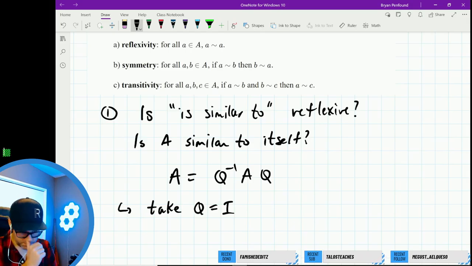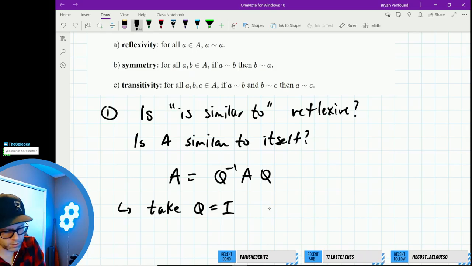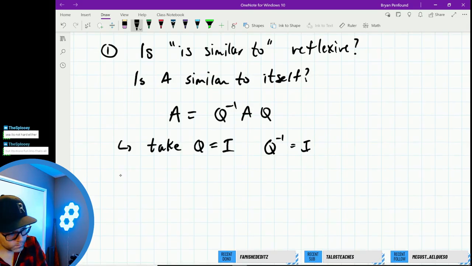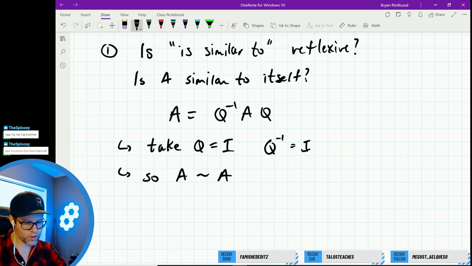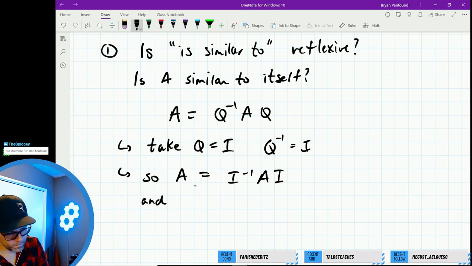Well, in this case, if we take Q to be the identity matrix, we know the identity matrix is already invertible. In fact, it's its own inverse. So A should be similar to itself. So A is equal to I inverse AI, and we have similarity is reflexive.